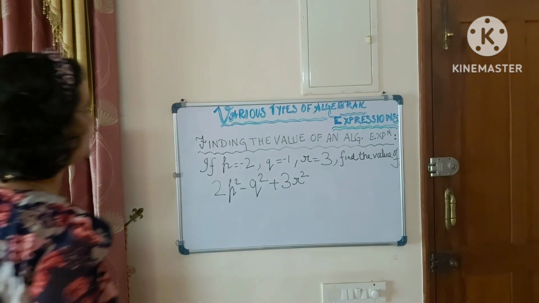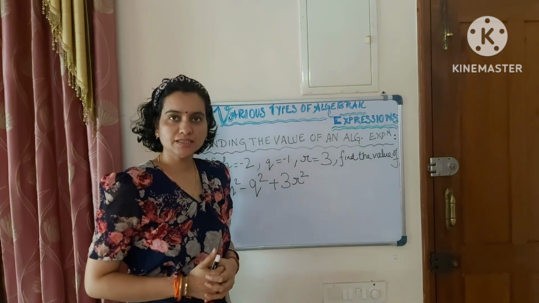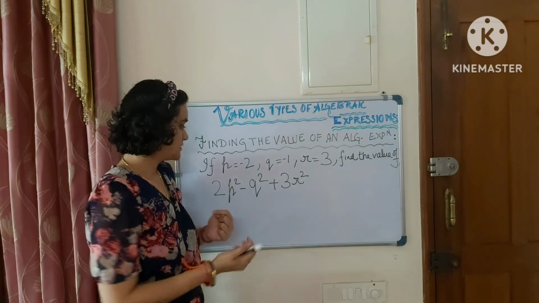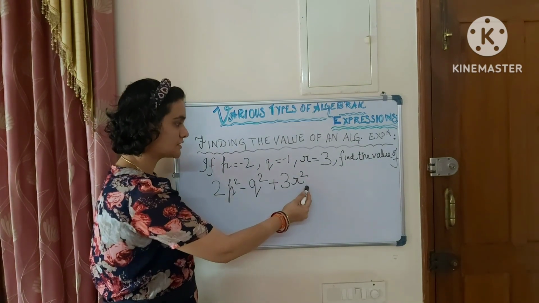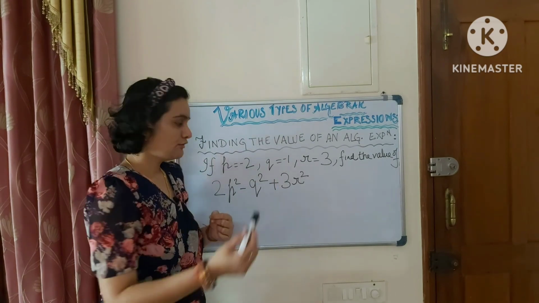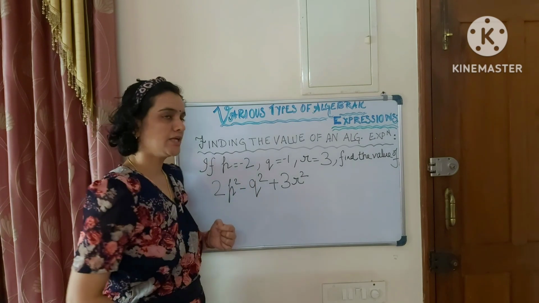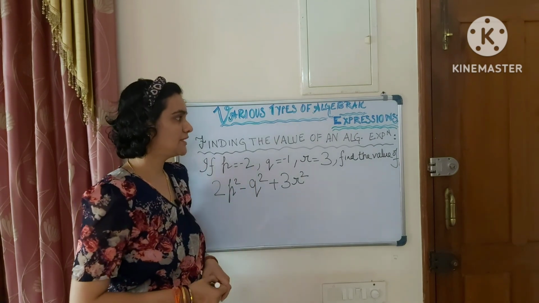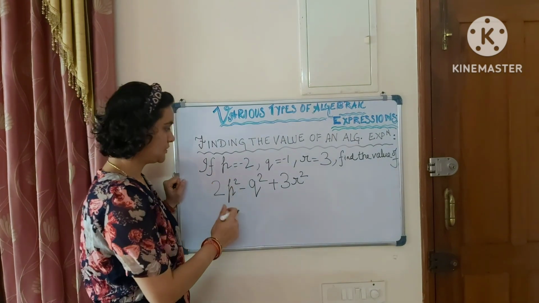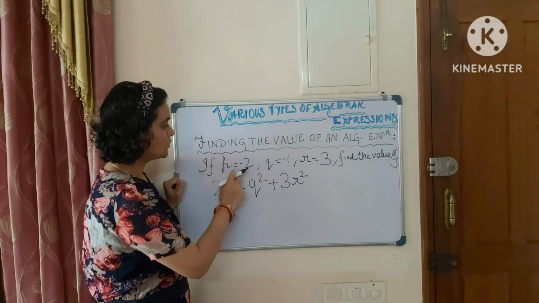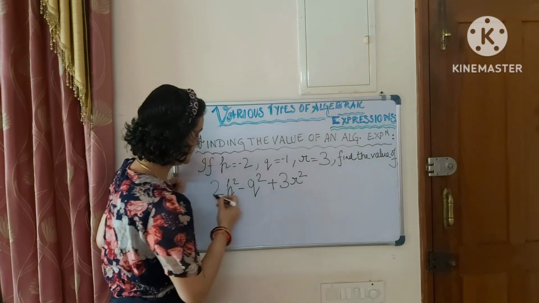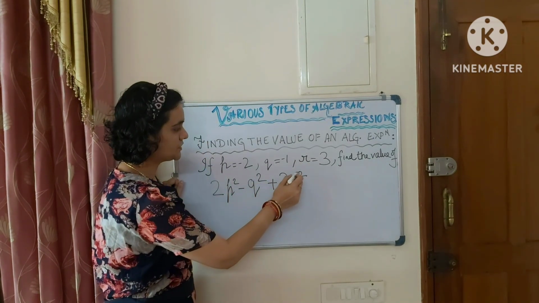Now let's move to finding the value of an algebraic expression. If you know the value of literals in this particular algebraic expression, if I give you the values of p, q and r, and if you substitute those values in this particular expression, you can find the value of that algebraic expression, right? So let's use this example to understand. If p equals -2, q equals -1, r equals 3, find the value of 2p square minus q square plus 3r square.